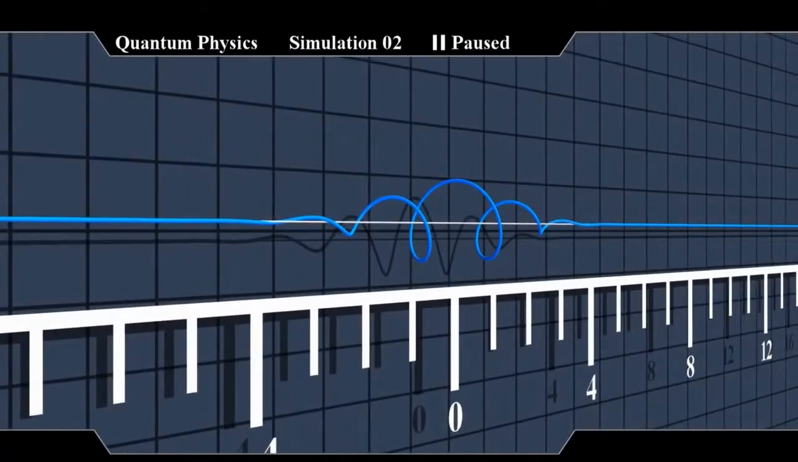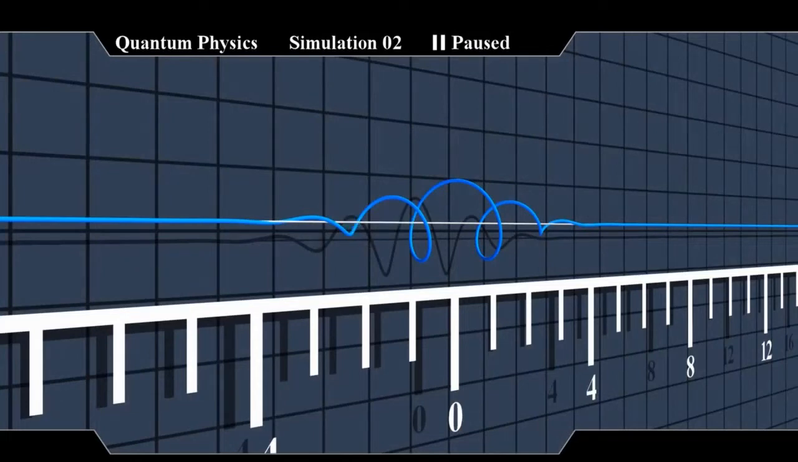The wave function is rotating around the main axis, and its distance from it varies. Here, for example, the distance is high. Here it is lower. And here, even lower still. The particle is more likely to be found at a position where the distance is high, so it's more likely to be found here. Less likely to be found here. And even less so here.